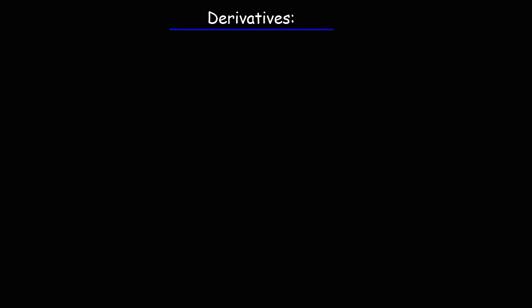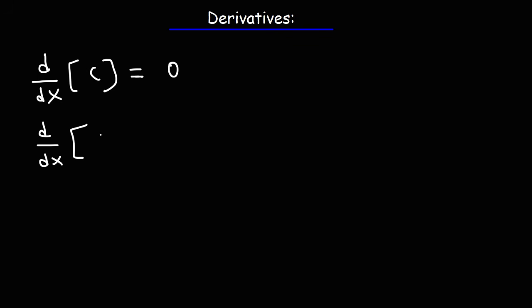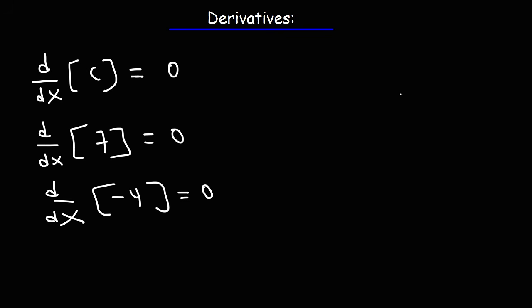In this video, we're going to talk about how to find derivatives. So the first thing we're going to talk about is the derivative of a constant. What you need to know is that the derivative of any constant is always 0. So for example, the derivative of 7 is 0. The derivative of a constant like -4, that's also 0.